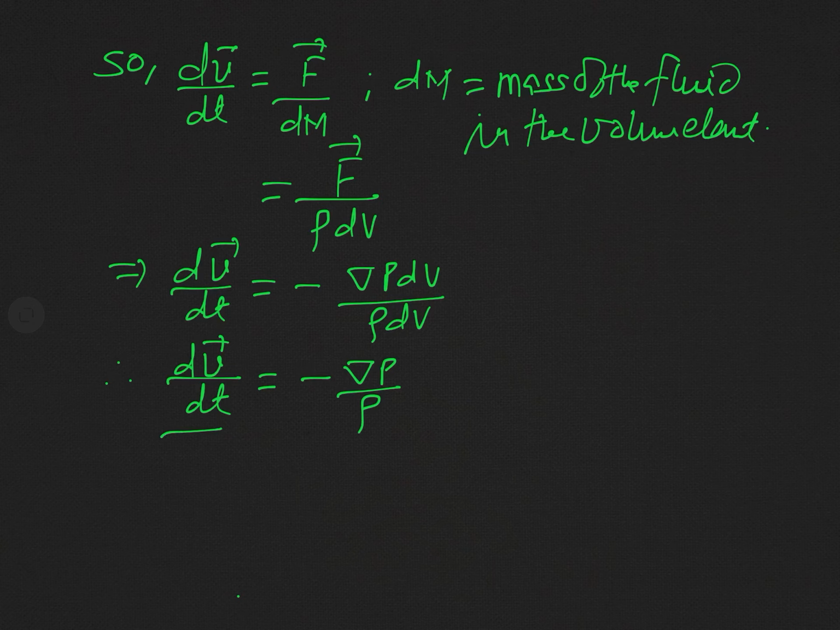And now we will substitute this value. You can say if we consider that the motion of the fluid is taking place only due to the pressure gradient, then what will be our equation of motion? Then this will be the equation of motion.